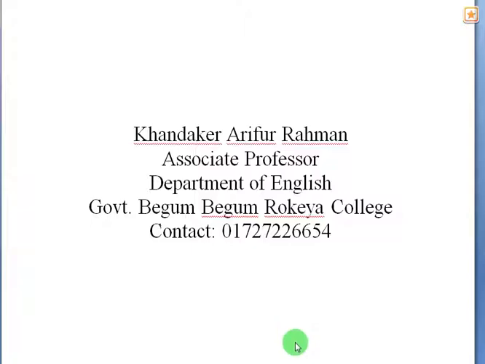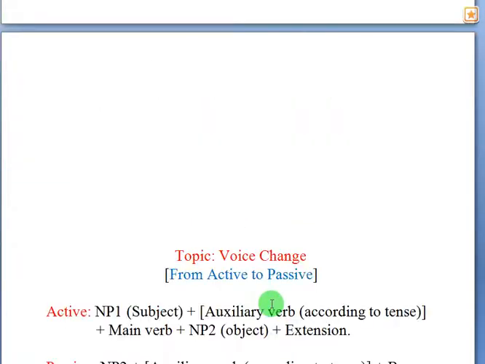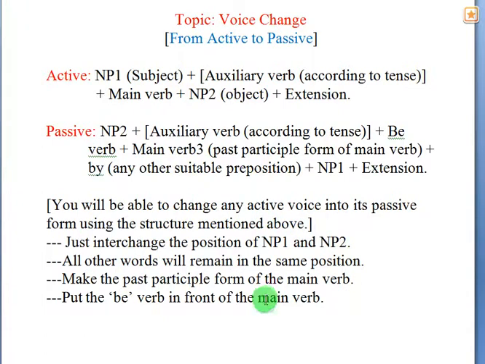Today, we will discuss the rules of voice change. Today's topic is voice change from active to passive. Dear learners, just see in active voice, the structure will be: you will get a subject at first, then there may be an auxiliary verb according to the tense. Next you will get the main verb, then the object, and then there may be an extension, extra words.